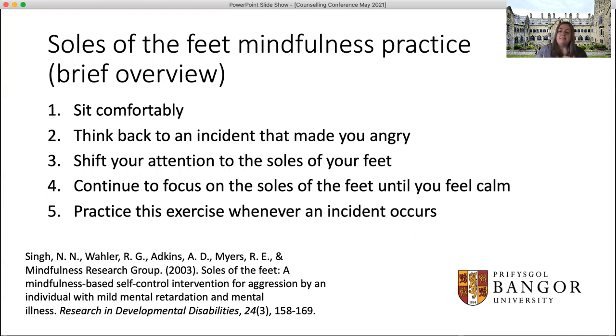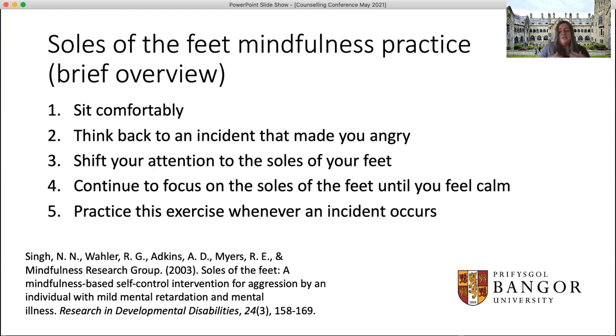So it's a very straightforward, simple practice. You begin by sitting comfortably. I mean, there's more to it than this, but the central tenet is about thinking or imagining a situation that made you feel angry. And whilst you're experiencing those imagined angry emotions, you immediately shift your attention to the soles of the feet. And if you're listening to this now, have a go at doing that, and think about how easy or how difficult it is to actually do that to your attention when you're not feeling particularly happy.